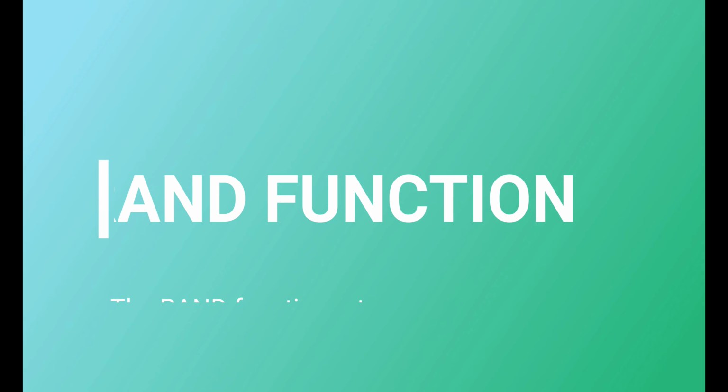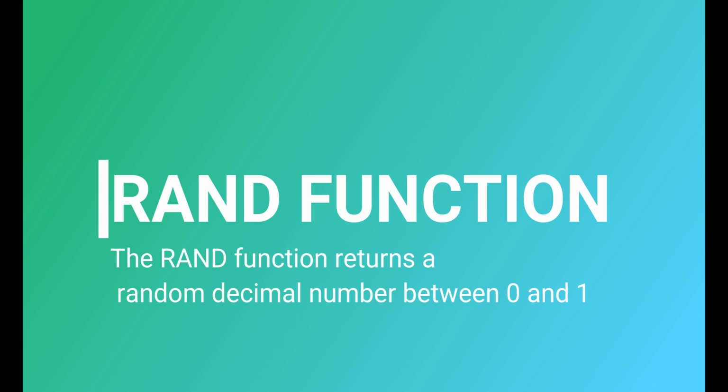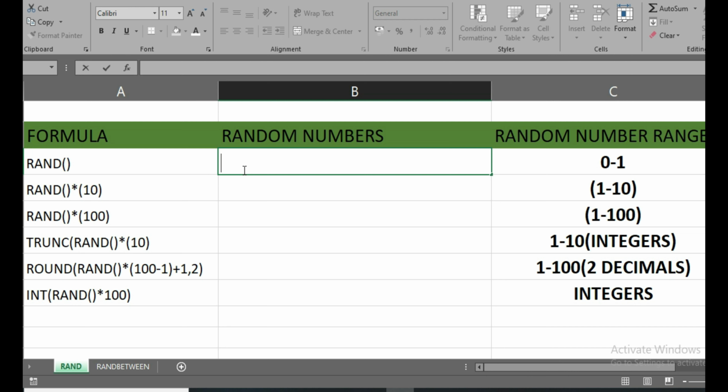The RAND function in Excel will generate a new random number greater than or equal to 0 and less than 1 each time your sheet is refreshed. Let's look at some examples. We have a lot of examples here, but we'll start from this first one, which is the major way the RAND function is applied.